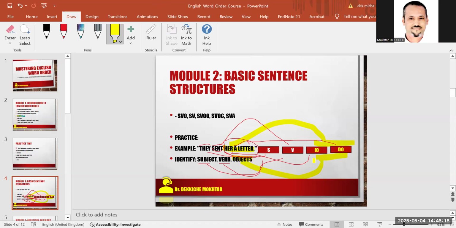Normally we say "They sent a letter to her." What did they send? They sent a letter. To whom? They sent a letter to her. So "her" is the indirect object and "a letter" is the direct object.